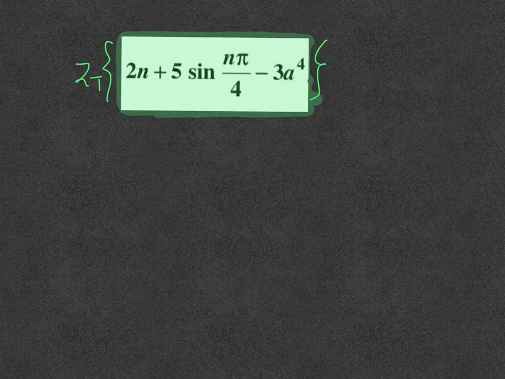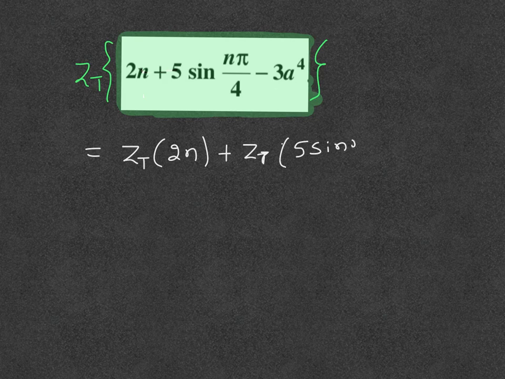The next problem: we have the z transform of 2n plus 5 sin n pi by 4 minus 3 a power 4. So let us take this equal to the z transform of 2n plus the z transform of 5 sin n pi by 4 minus 3a power 4 times the z transform of 1.